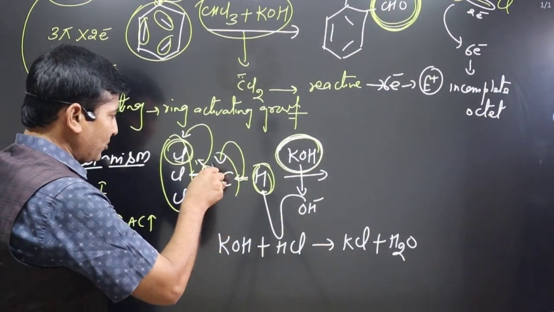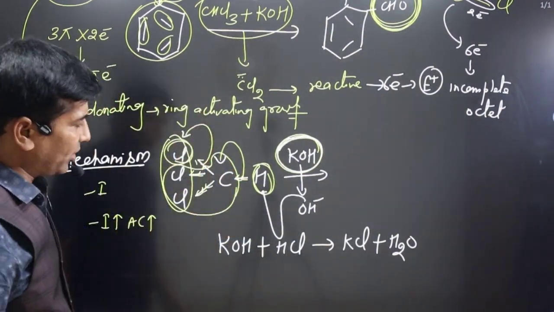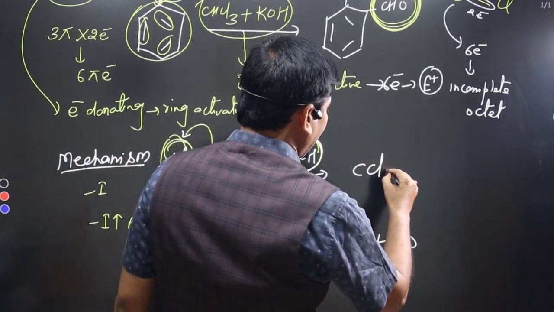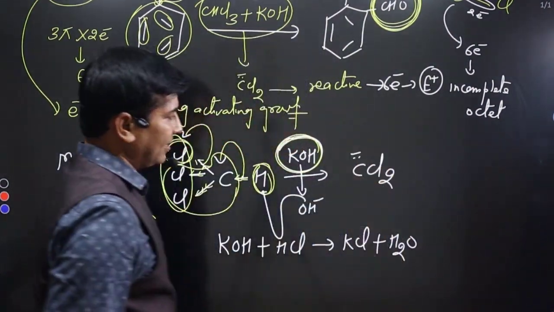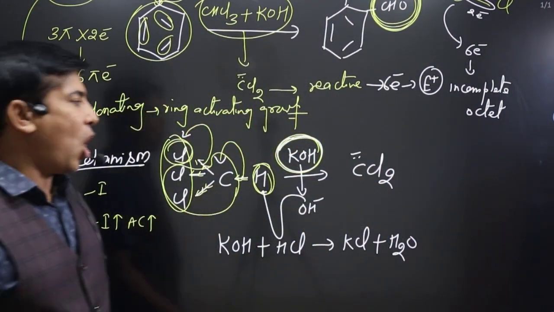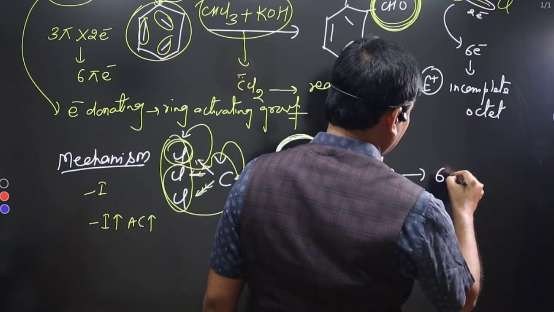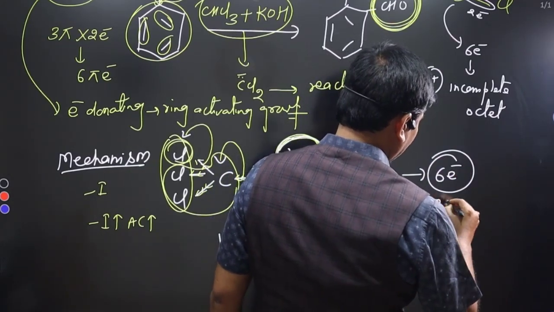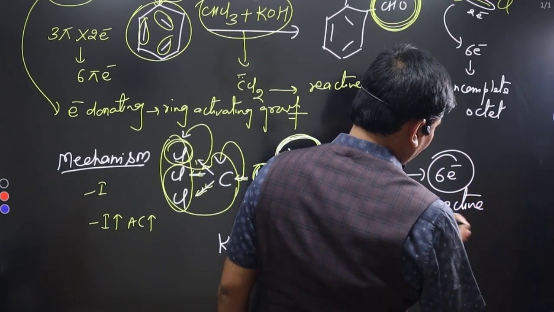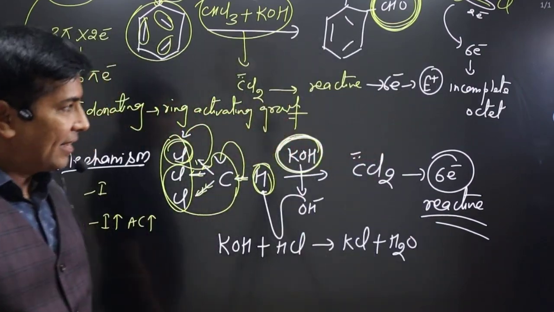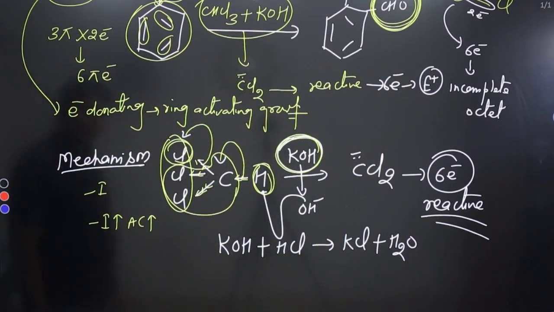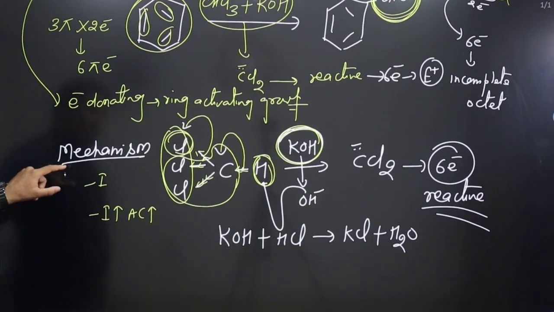This is what we are looking for. You can see this is what dichlorocarbene is. So let me write it. This is what we have. Dichlorocarbene is a highly reactive species. Its octet is not complete because it has 6 electrons. That's why it is reactive, highly reactive by nature. Now we come to phenol. Now we move on to phenol.